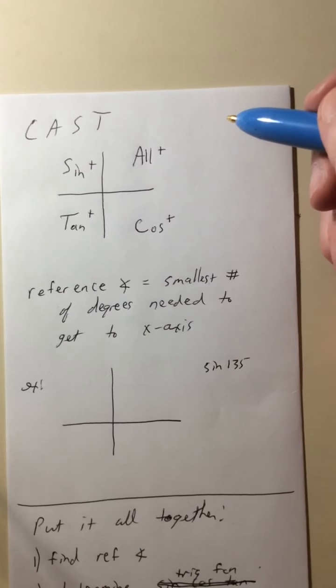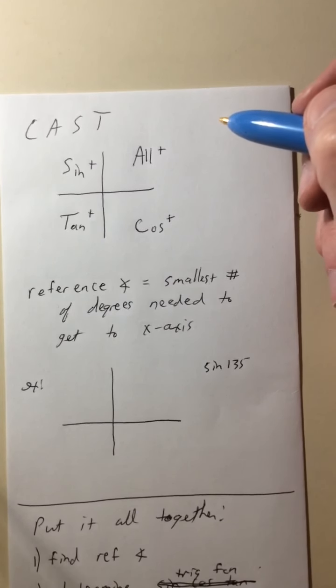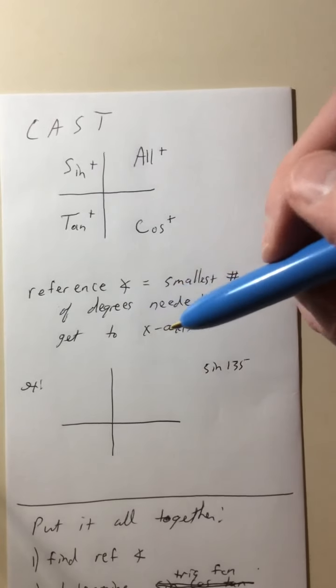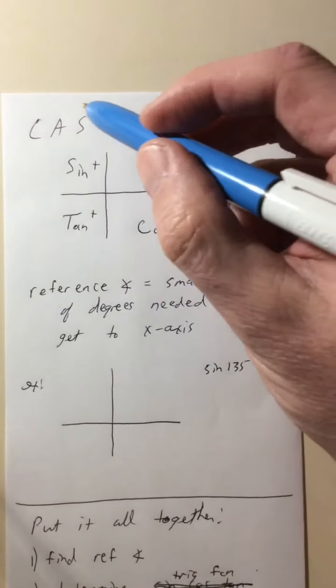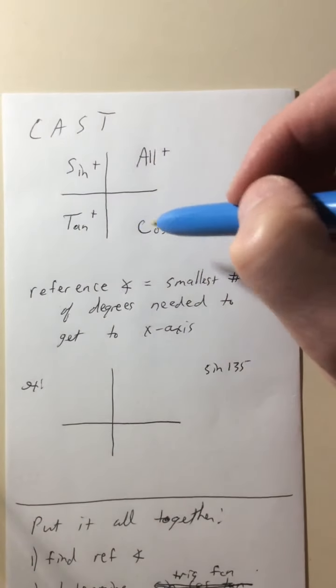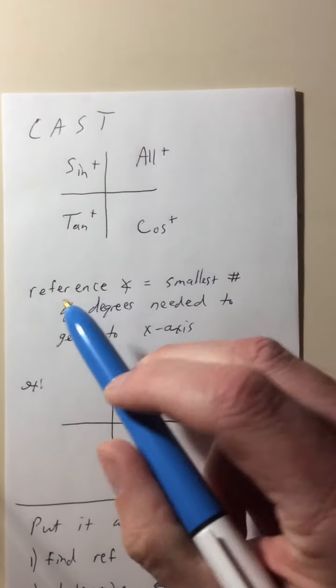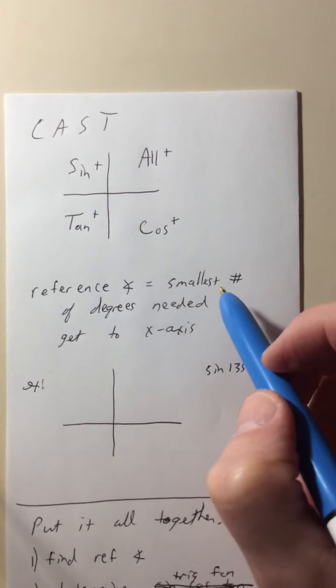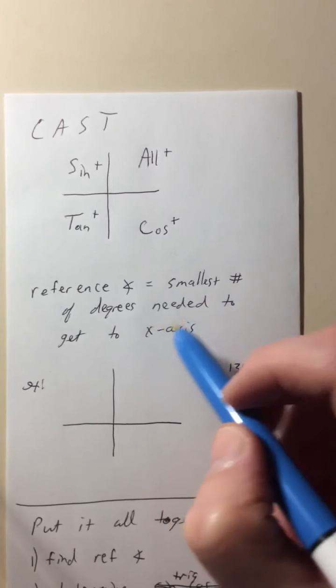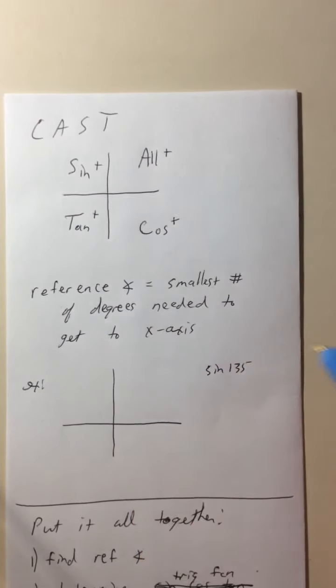Okay. And then we need to know about reference angles. These are the 3 things we need to know. We need to know the facts, just like the math facts. We need to understand the CAST diagram, where things are positive and negative, and then we need to know what a reference angle is. So the reference angle is the smallest number of degrees needed to get to the x-axis.